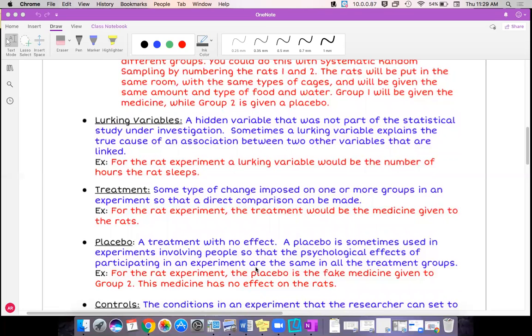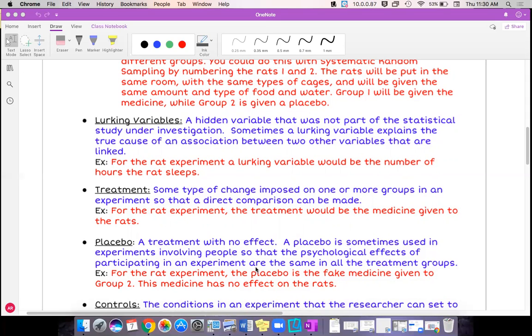A lurking variable is a hidden variable that was not part of the statistical study under investigation. Sometimes a lurking variable explains the true cause of an association between two other variables that are linked. So for the rat experiment, a lurking variable could be the number of hours the rat sleeps. If one rat group sleeps way more than the other for some reason, then that could have an impact on the results you're getting for your study, even though it's not something that we were actually studying directly.